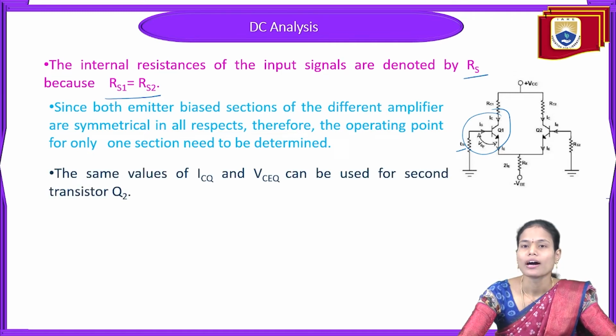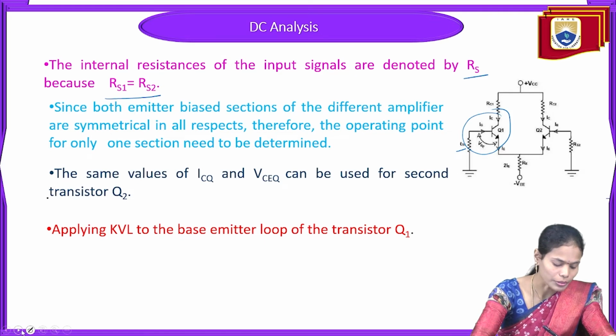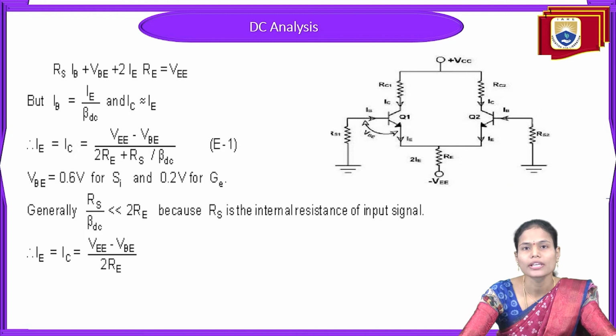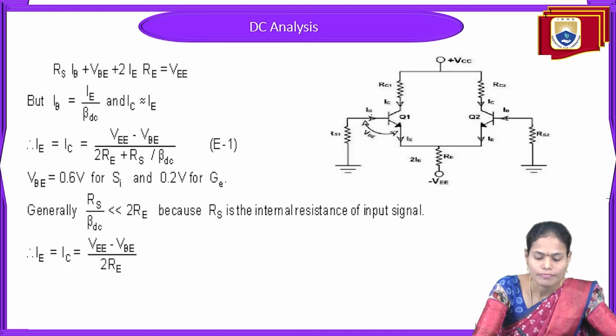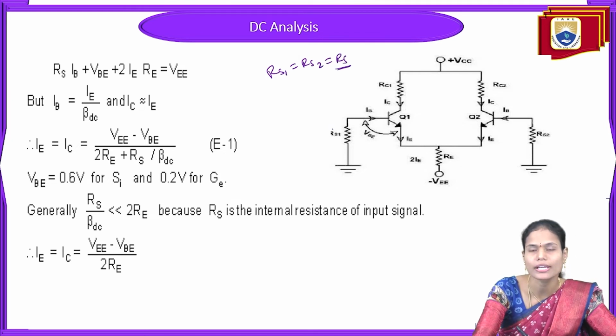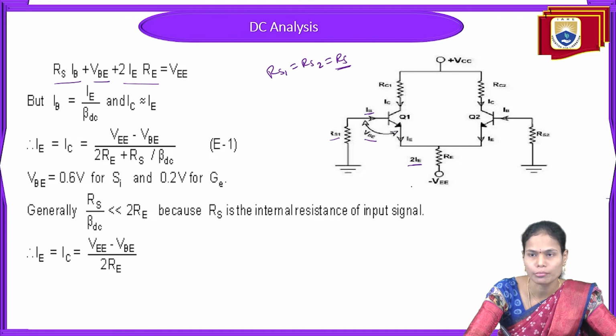And the same values of ICQ and VCEQ can be used for the second transistor Q2 here. To find the ICQ as well as VCEQ values, I am applying Kirchhoff's voltage law to the base to emitter loop of the transistor Q1. Here we are applying the KVL. So if we apply the KVL to this, what we will get? We have already replaced Rs1 equal to Rs2 equal to Rs, so instead of Rs1, I am taking Rs directly here. So Rs into IB is the first term, plus the base to emitter voltage VBE, plus 2IE into RE. Why are we taking 2 times IE into RE? Because one IE into RE is from the transistor Q1 and one more IE into RE is from the Q2 transistor.